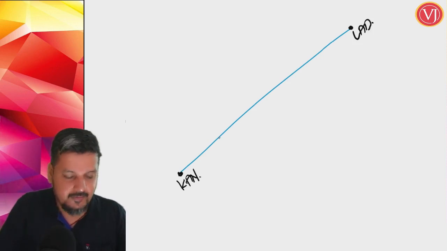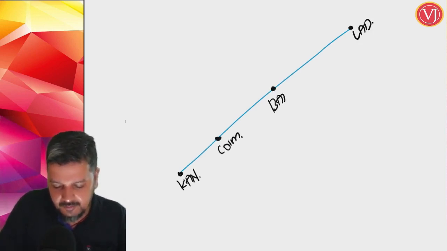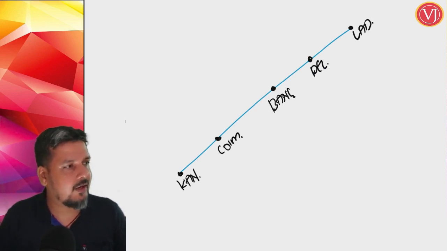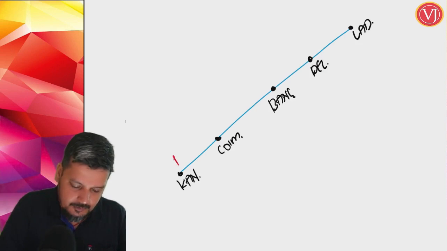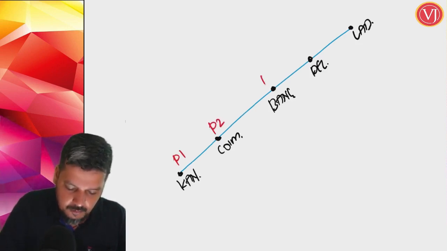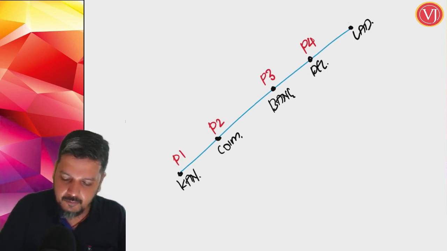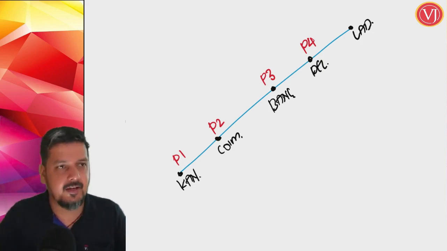Right, there is a passenger who has entered at Kanyakumari. There is a passenger who has entered from, say, Coimbatore, a passenger who has entered from Bangalore, and a passenger who has entered from Delhi, and via Delhi it has gone to Ladakh. Right, so how many passengers are there? Passenger 1, passenger 2, passenger 3, passenger 4. 4 passengers. Everyone has taken a ticket.